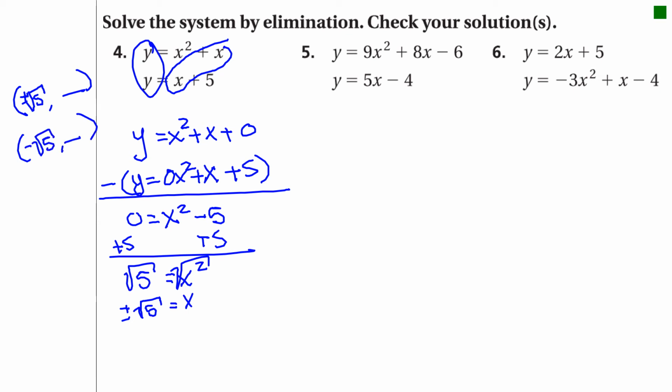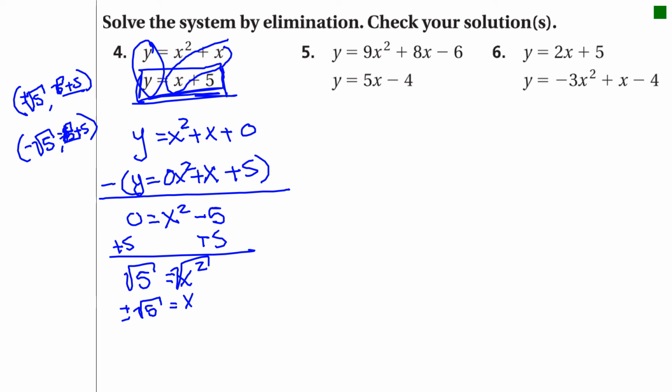So what we're going to do is plug that back in, and I'm going to choose this easy one right here. This is the easy one. So the y value is square root of 5 plus 5, because remember, I don't want to make it hard or ugly, and then the negative square root of 5, square root of 5 plus 5. There we go, and we did it.